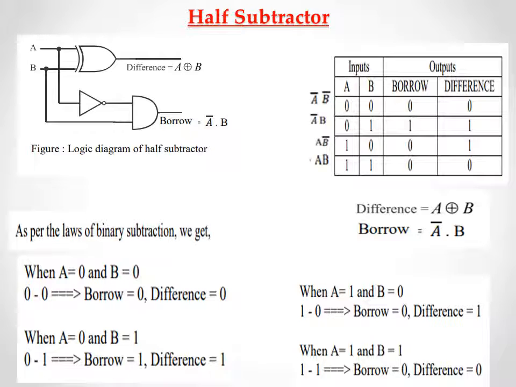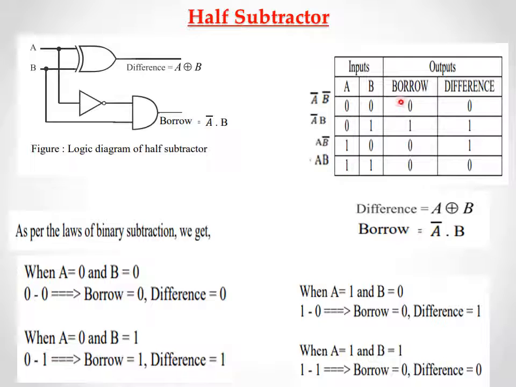Let's see the design of the half subtractor. Half subtractor has two inputs, A and B. With these two inputs, we can make four possible combinations, that is 2 power 2 is equal to 4. So the four possible combinations are A B: 0 0, 0 1, 1 0 and 1 1.